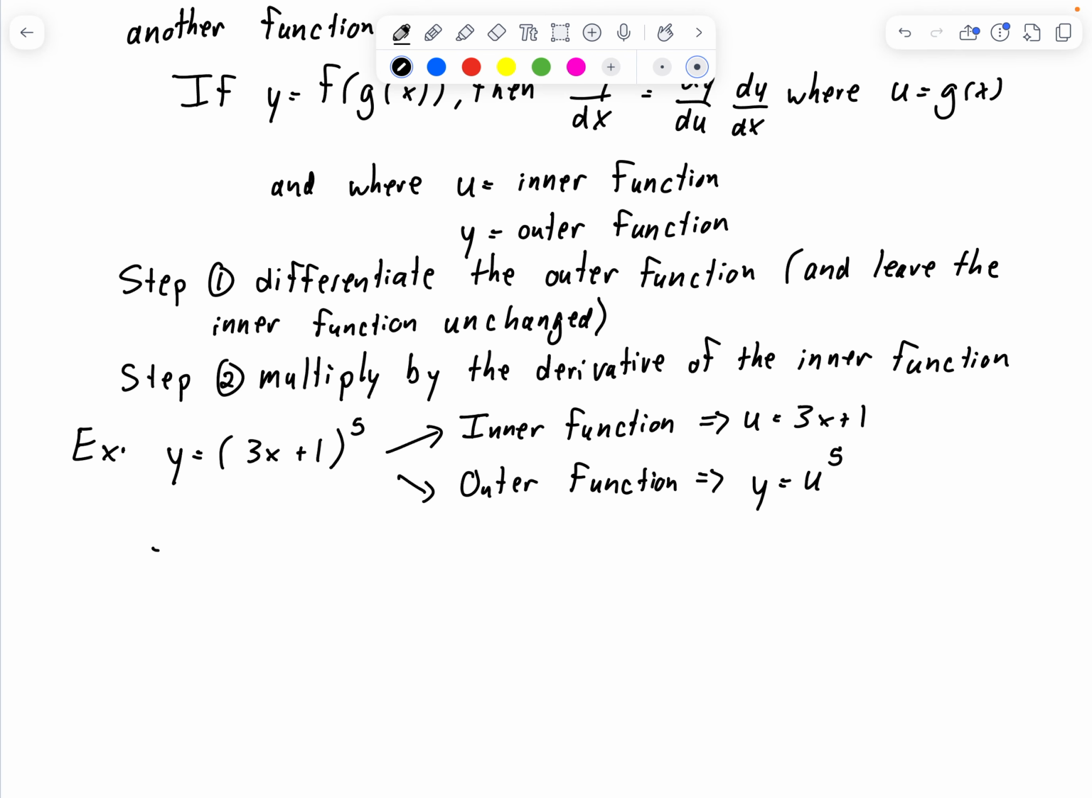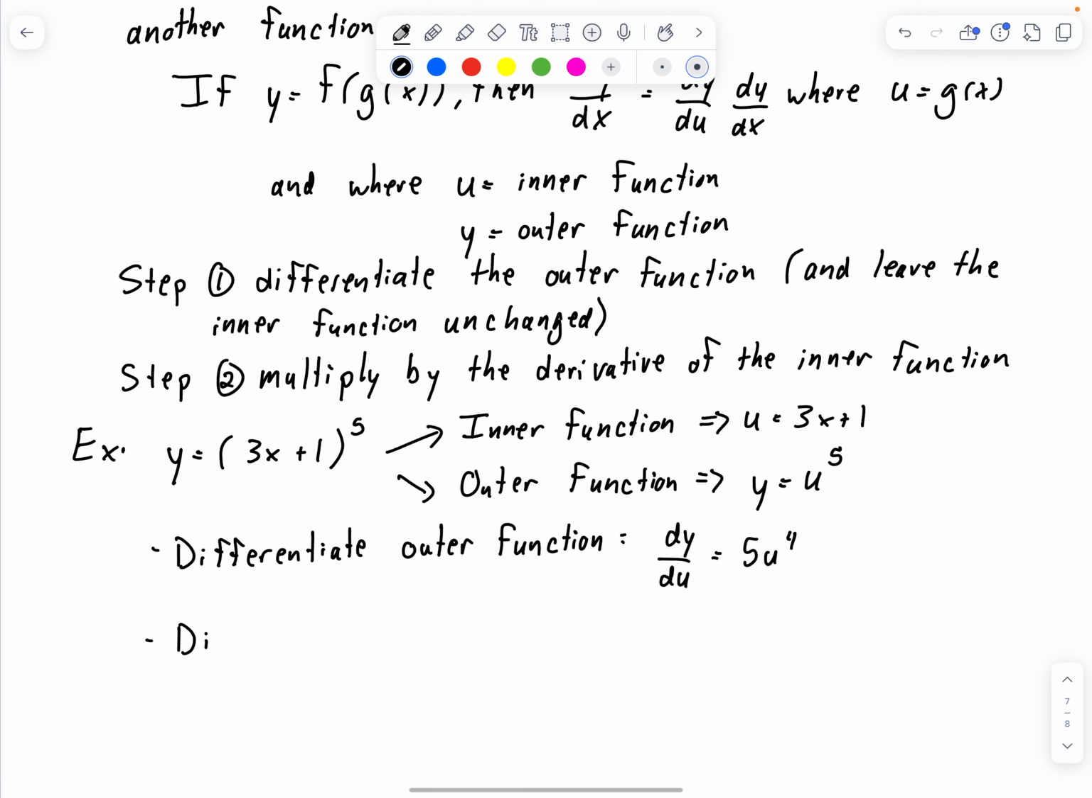So now we can do step one, which is to differentiate our outer function. So here we have dy by du. This becomes equal to 5u to the fourth. We're simply differentiating y with respect to u.